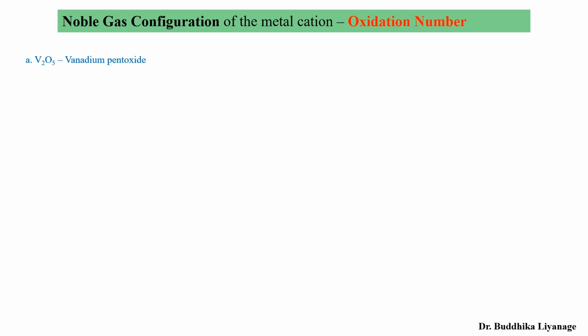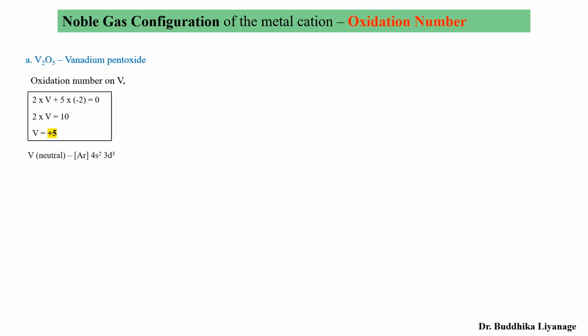First, vanadium pentoxide, V2O5. The metal is vanadium. The oxidation number of the vanadium is unknown. Oxygen is -2 as the oxidation number. So if we apply the equation, there are 2 vanadium atoms plus -2 times 5 oxygen atoms, and this should be equal to 0. The meaning is V2O5, the compound is neutral, no charge. Therefore, we have to equalize the sum of the individual oxidation numbers to 0. And then you can calculate the unknown oxidation number, that is, the oxidation number on vanadium metal is +5.